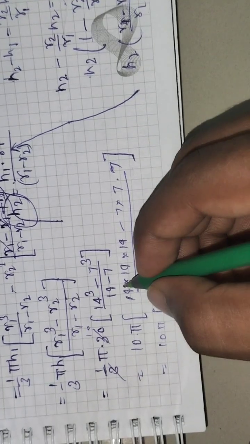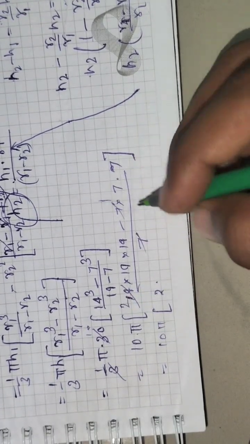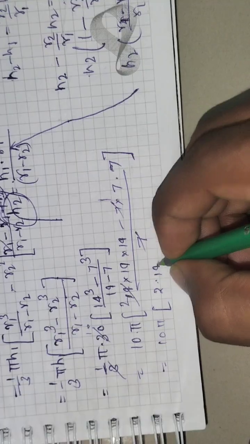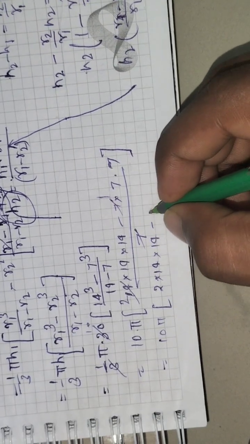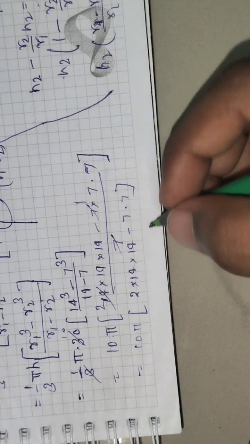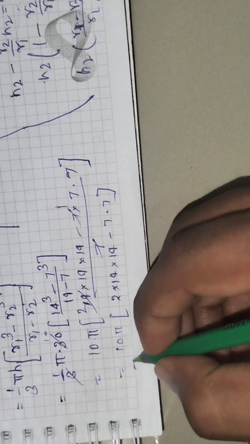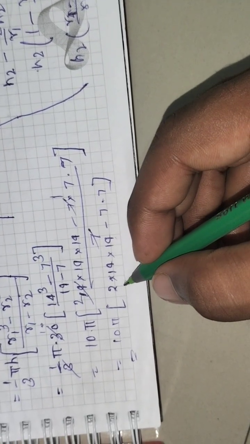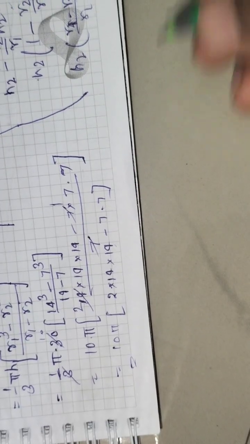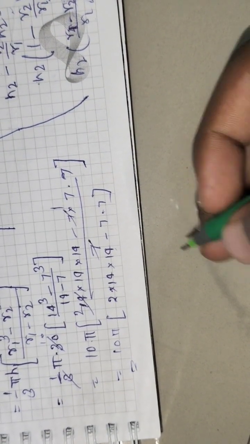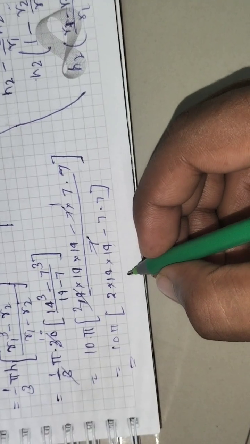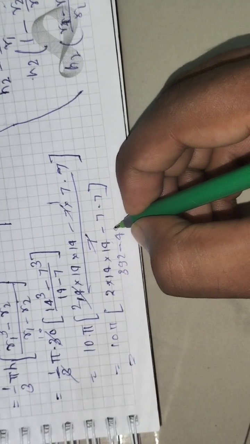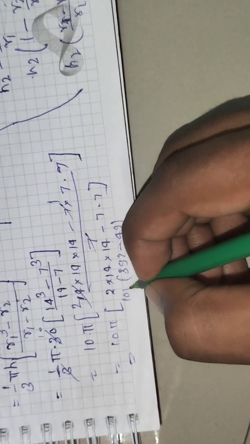2 into 7 gives 14, and 7 into 1 is 7. So guys, 2 into 14 into 14 minus 7 into 7. Guys, I hope you understand the calculation. And 14 into 14 is 196, and 196 into 2 is 392, minus 7 into 7 is 49, into 10 pi.